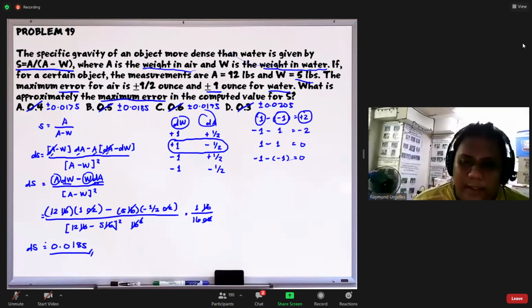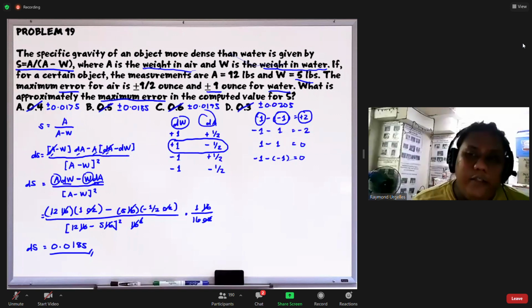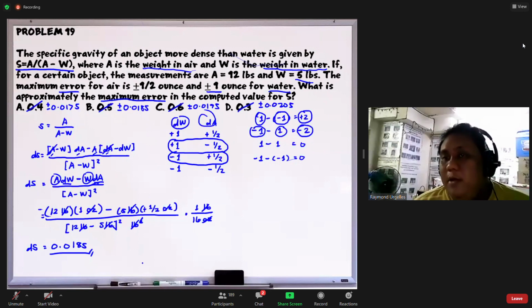So nakukuha pa lang natin is the maximum positive error. So base kasi sa choices natin, kailangan din natin i-consider yung maximum negative error. So in terms of the maximum negative error, makikita natin ito yung merong maximum negative error. So that is negative yung minuend and positive yung subtrahend. So therefore, ito naman yung i-consider natin para dyan. And you can imagine na ang magbabago lang dito is magiging negative lang to, tapos magiging positive lang to. So therefore, pag nangyari yan, magiging negative lang yung value natin.